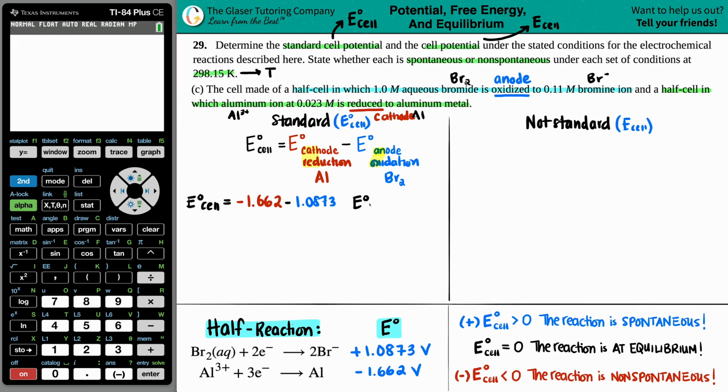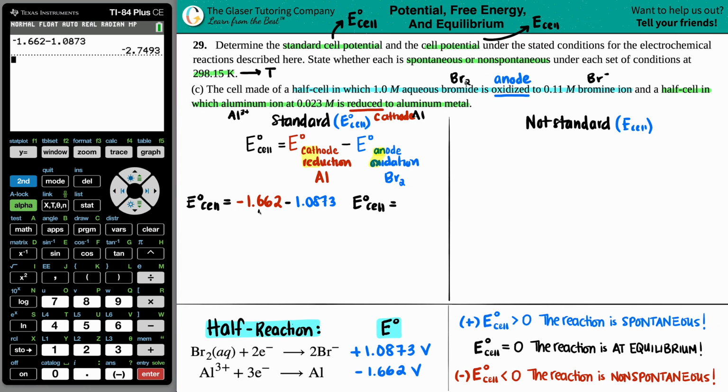Okay, so now we have an E cell of negative 1.662 minus 1.0873. I'm just making sure that I plugged everything in correctly. Looks good to me.